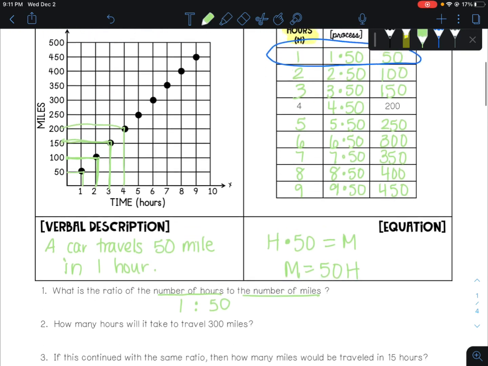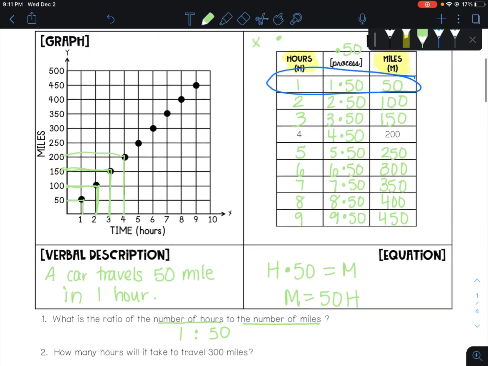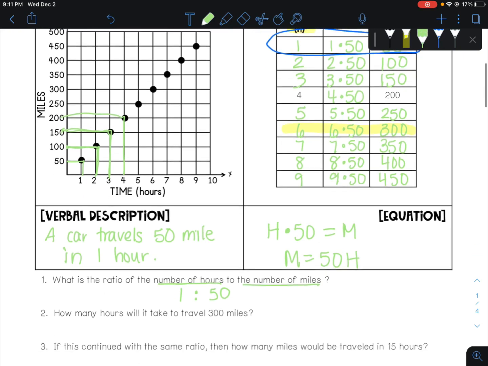How many hours will it take to travel 300 miles? Well, let's see if we have 300 in our miles column. I see it right here. 300 miles is 6 hours.